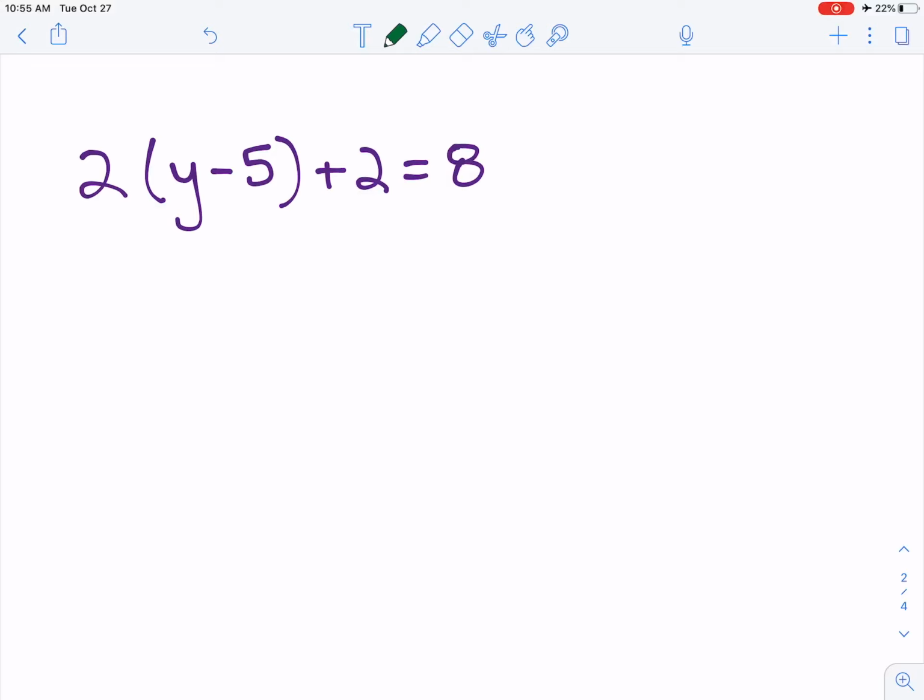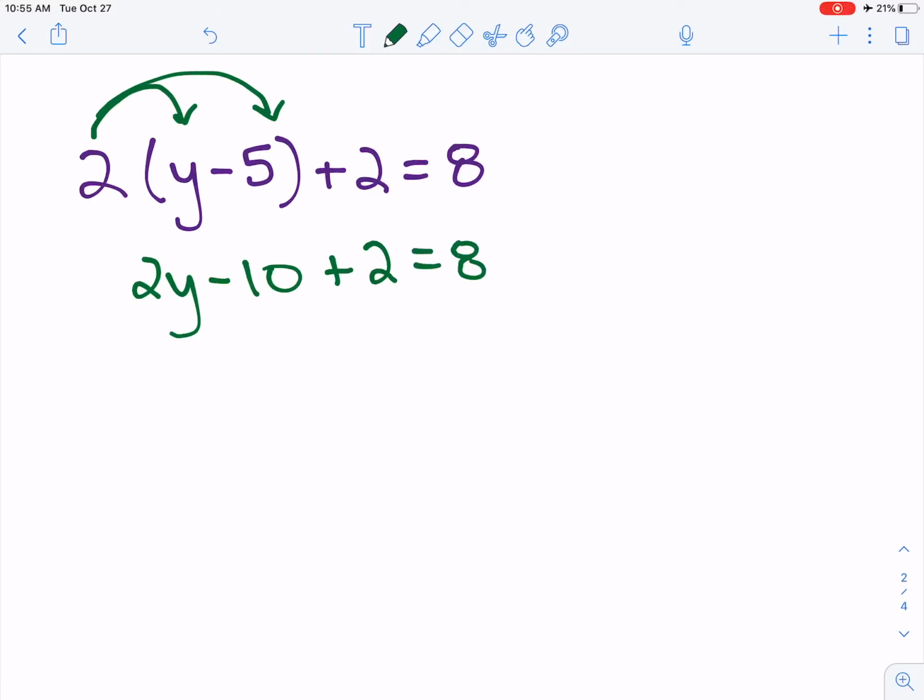So in this problem, we've got some items that need to be distributed. So let's start there. Let's take this 2 and let's multiply it by both pieces inside the parentheses. So we're going to have 2y minus 10. Then I'm going to bring down this plus 2 equals 8.